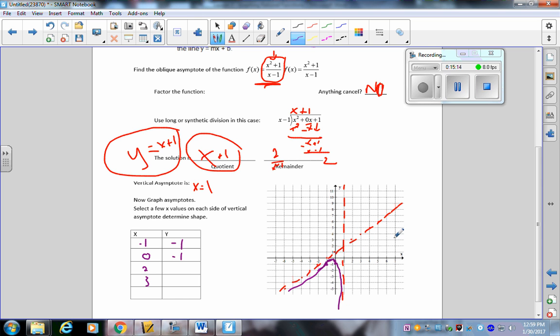All right, so let's figure out what's going on over here. If I were to substitute 2 in, 4 plus 1 is 5 over 2 minus 1, so 5 over 1. So I've got 2 comma 5. So I'm just finding a couple points.